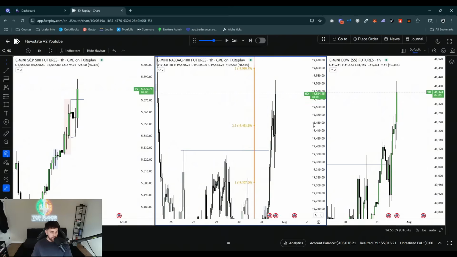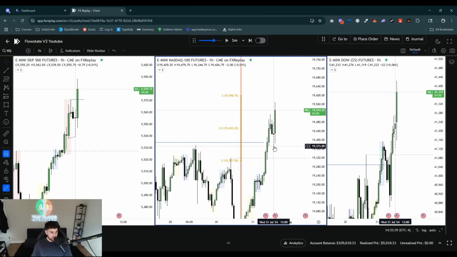But that one bearish CRT did end up working out here. But again, I wouldn't have taken it per my rules. Those rules, you can find them in Flow State V2 if you want to go check that video out if you haven't already.